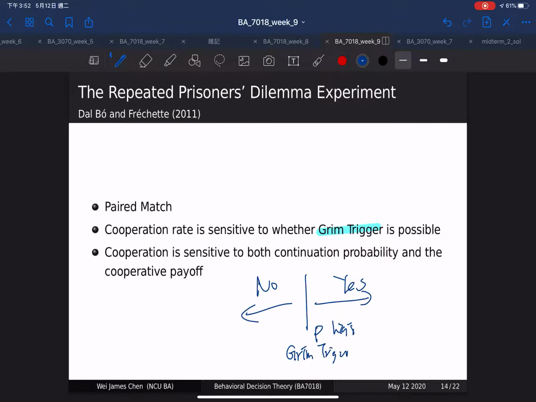But what happened in the real lab experiment is that it's not really yes, but just higher. And this is not no, but just lower. And also, the higher the probability, the higher the cooperation. So it is sensitive to both the continuation probability and the cooperative payoff, how much more you will get from a cooperative action. So this is also not what the theory predicts. The theory makes a clear-cut prediction: either yes, there's cooperation, or no, there's no cooperation.